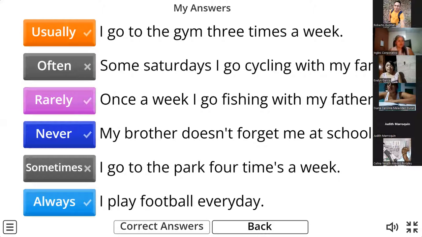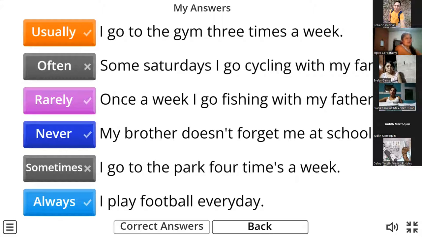Number three, ¿cómo lo ubicaría? Once a week, I rarely go fishing with my father. Uh-huh, very good. Okay, next. My brother never doesn't forget me at school. Okay. And the next, I go to the park 4 times a week.